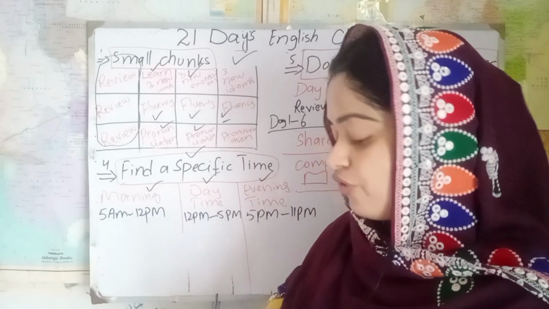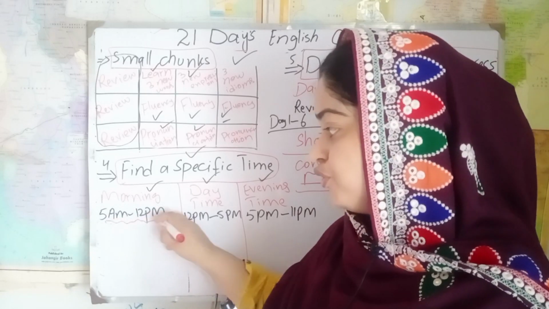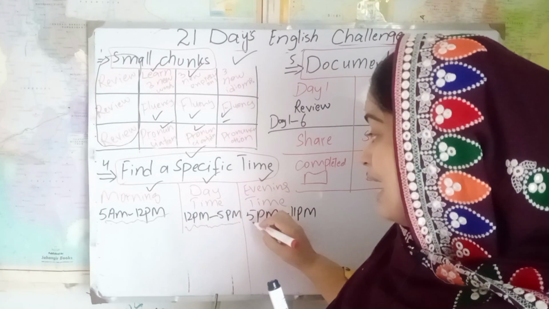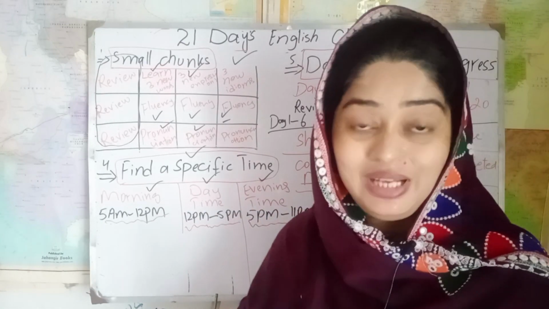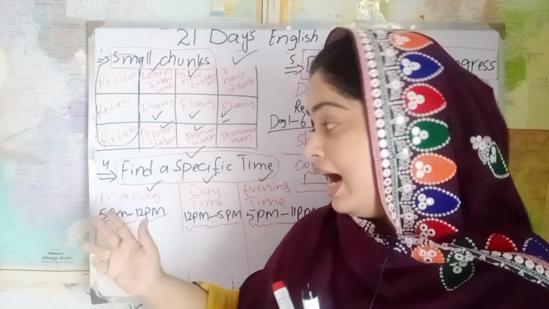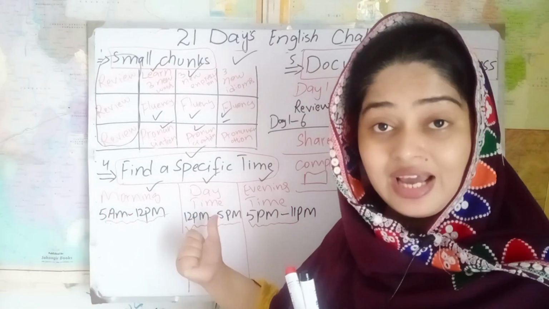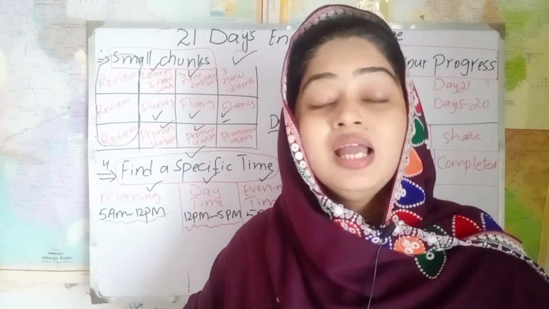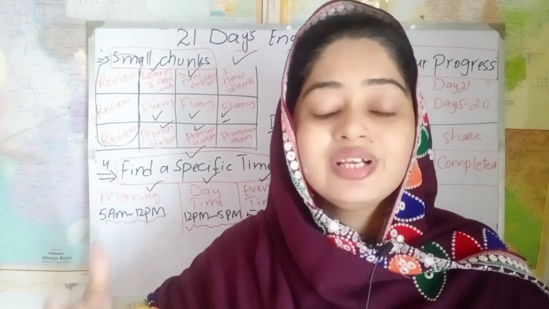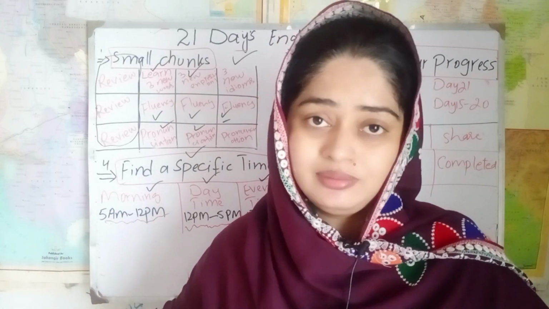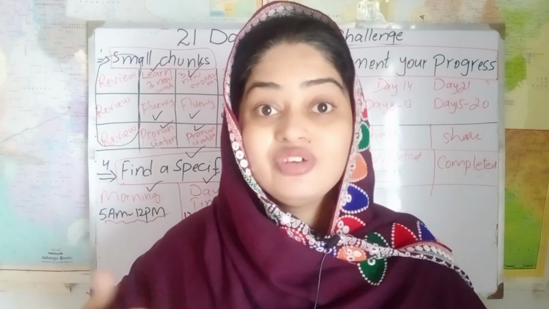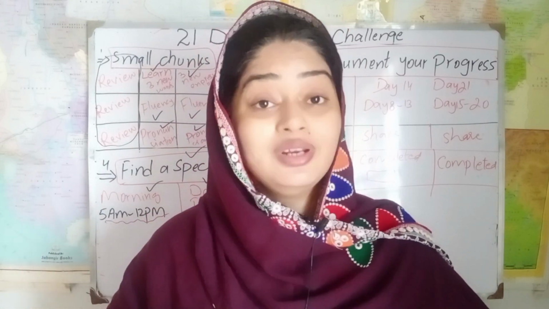Morning time is usually from 5 a.m. to 12 p.m. Daytime is from 12 p.m. to 5 p.m. and evening time is from 5 p.m. to 11 p.m. Now you have to decide which time is suitable for you. Either it is morning time, daytime or evening time. As I am an early bird, I preferably follow the morning time, and you can prioritize or figure out the time according to your own schedule. And let me know in the comment section which time period is suitable for you to allot for English.